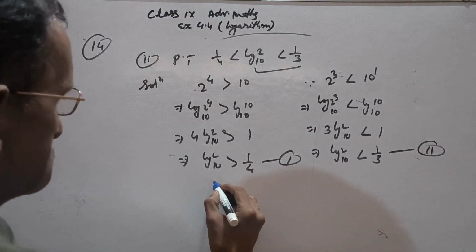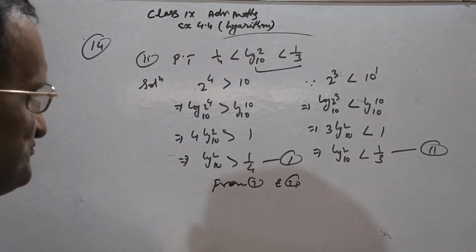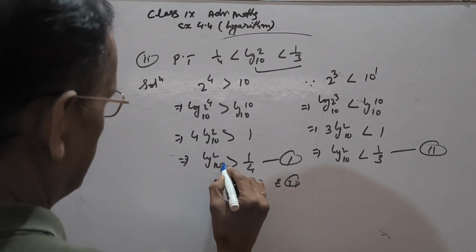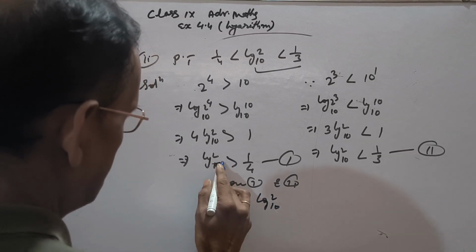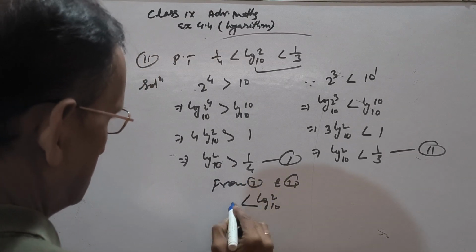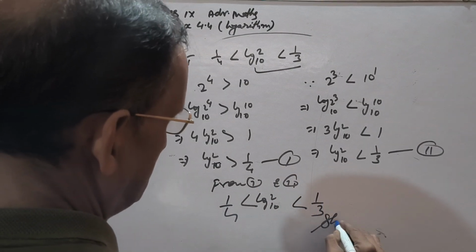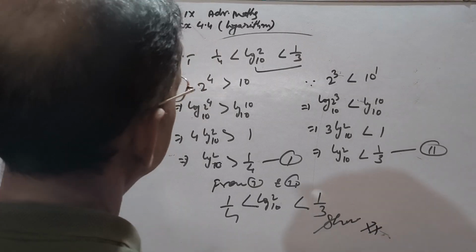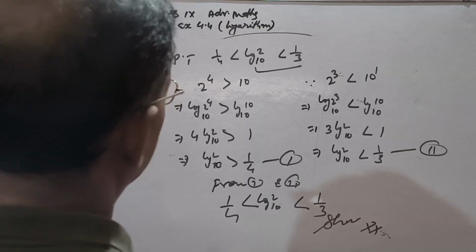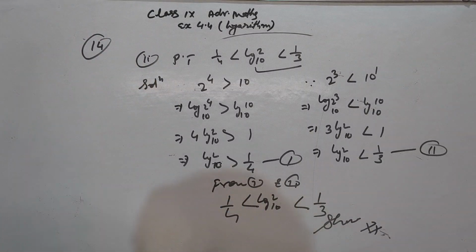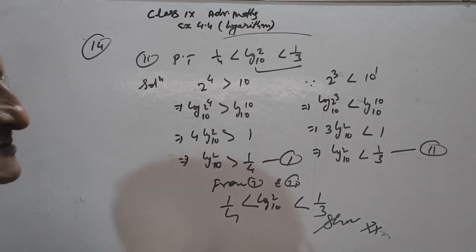Compare 1 and 2. From 1 and 2, what will you get? Log 2 to the base 10 is greater than 1 by 4, and this is less than 1 by 3. These are very important sums. One more sum is there, I left it for your exercise. So almost every type of sum required for class 9 advanced method algorithm, I tried to explain to you.